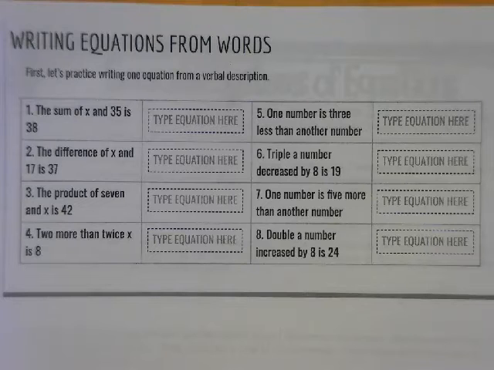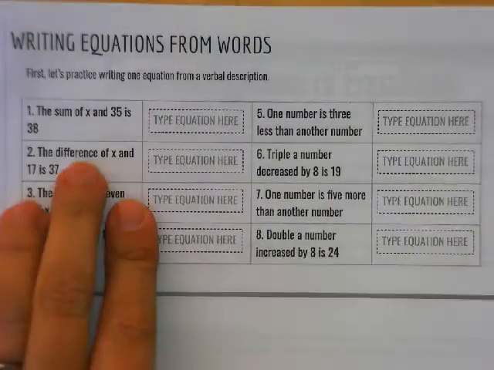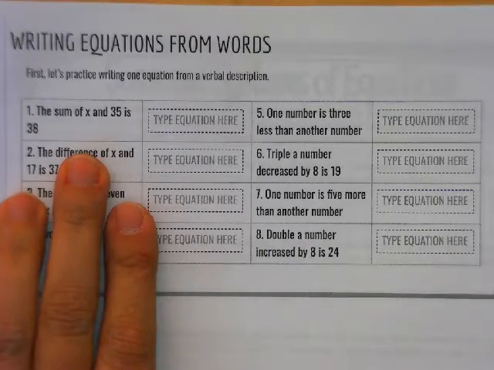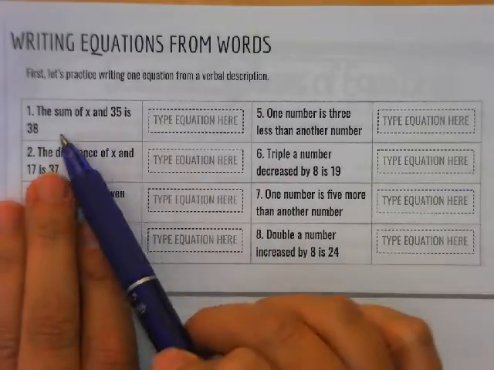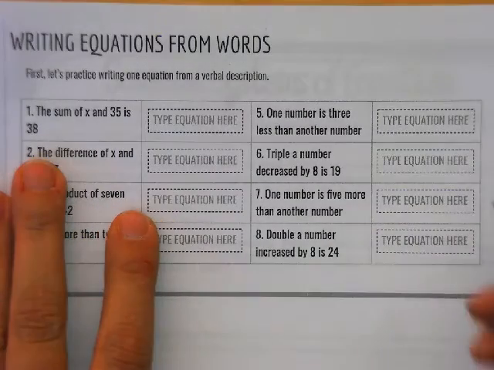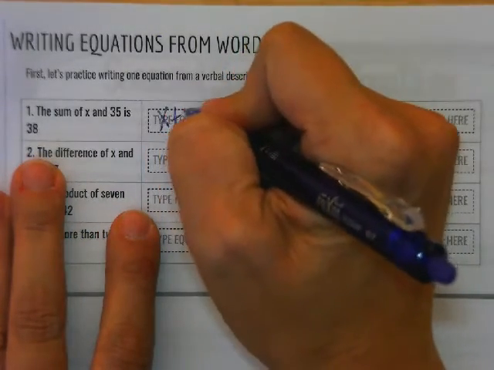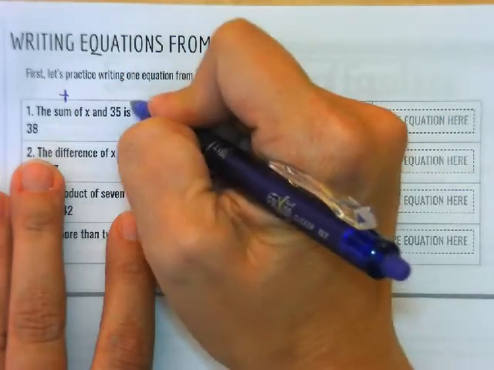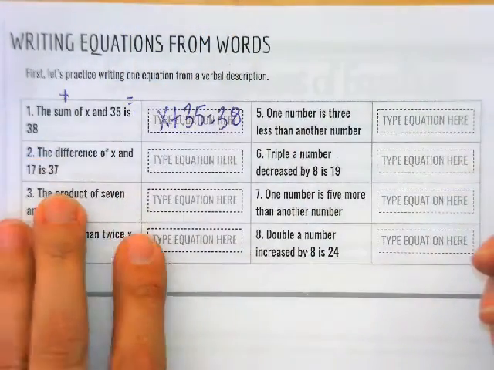All right, so we're going to first review writing equations from words, and then we'll move on to writing systems from words. So this is just recap. We did this way back in 6th grade. If I gave you the sum of x and 35 is 38, what does that look like? X plus 35 equals 38. Remember, we're looking for keywords. Is means equals.